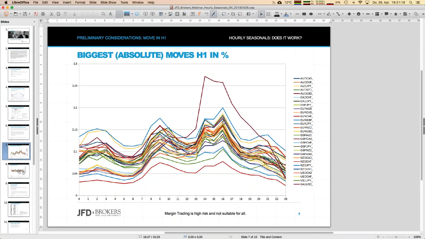And the other ones, which are more pronounced, with bigger moves, are those related to currencies with the Japanese yen. So we have that three-wave behavior: Asian, European, American. So that helps maybe everybody when it comes to the question, hey, if I need volatility, you have the answer here. And that was an absolute move.